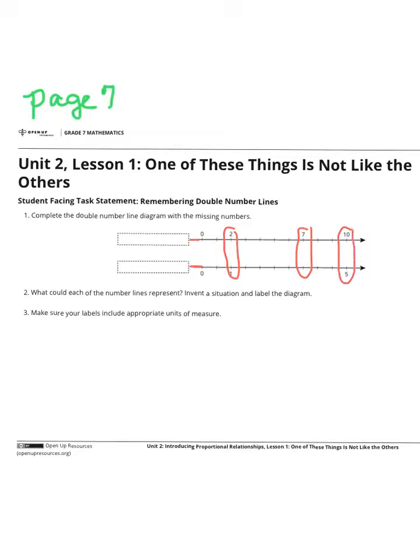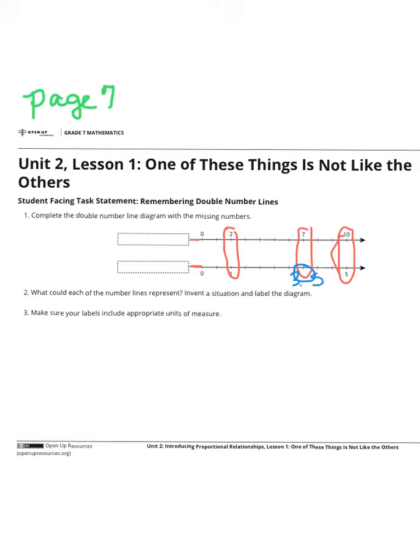like we've been talking about. So it looks like the top number line is twice as big as the bottom number line. 1 times 2 gives us the 2. 5 times 2 gives us that 10. The question would be, what would go under that 7? Well, everything down below is half of what it is up above, so that would be a 3.5.